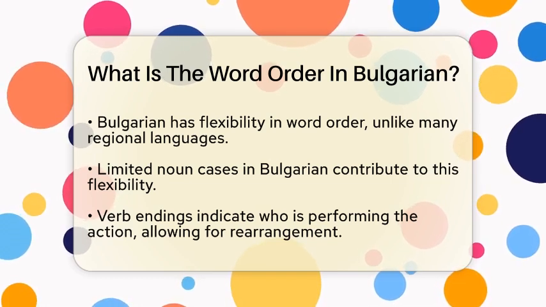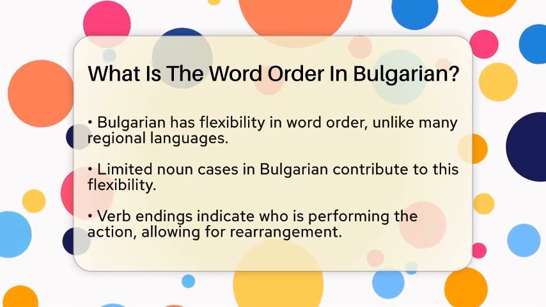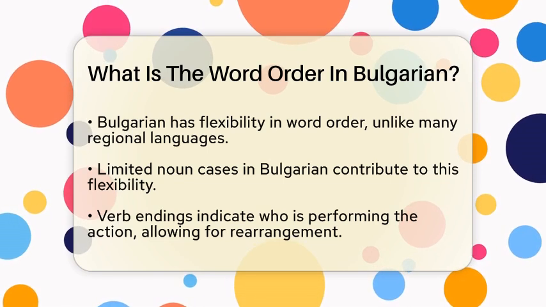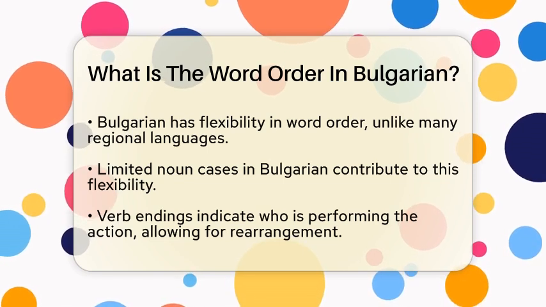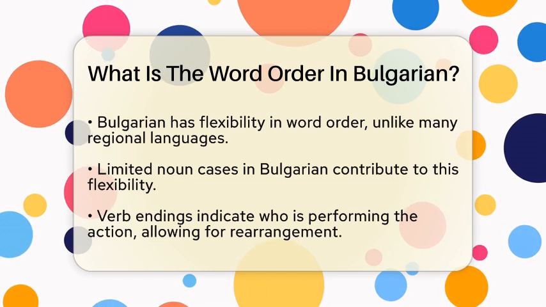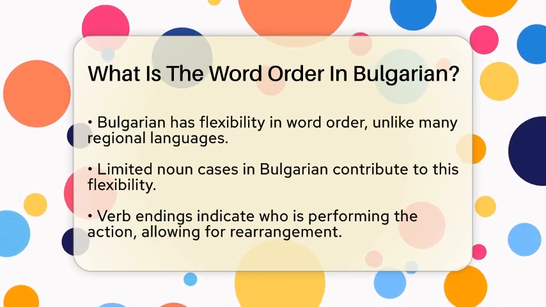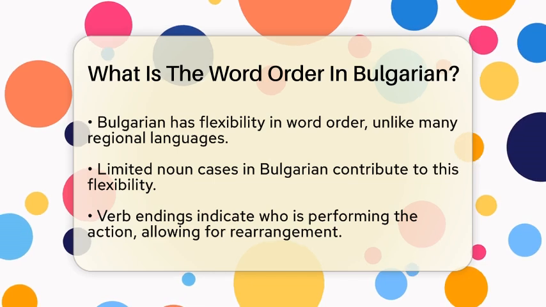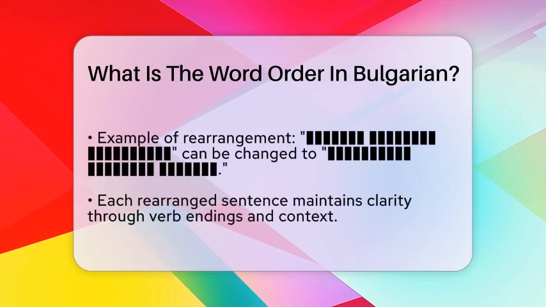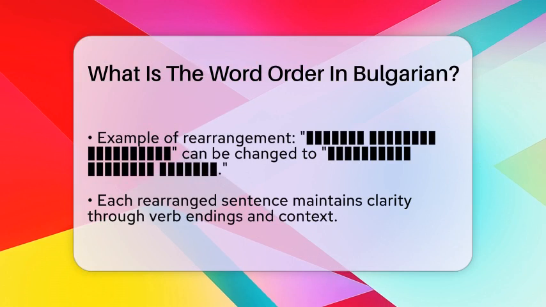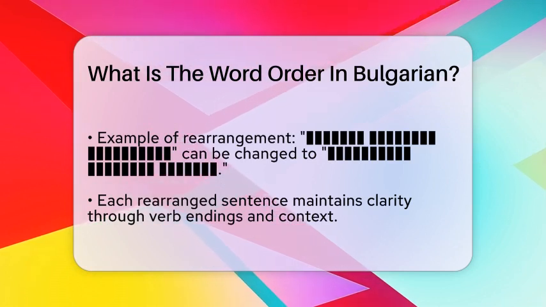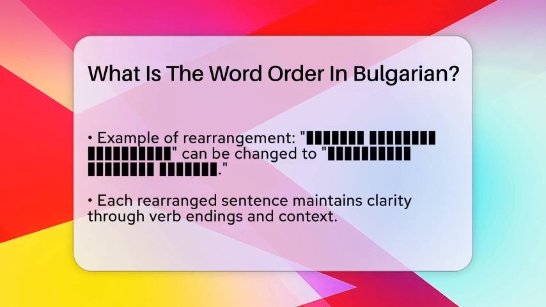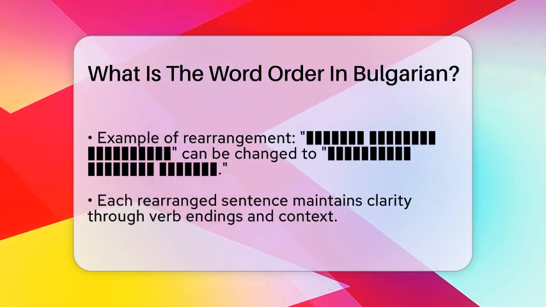meaning. For example, the sentence, Ljubomir pauzaderava, which means Ljubomir greeted the girls, can also be rearranged as pauzaderava or pauzaderava. In each version, the verb endings and context clarify who is performing the action. This flexibility is particularly useful in conversation and literature, where speakers might want to highlight a specific word or idea.